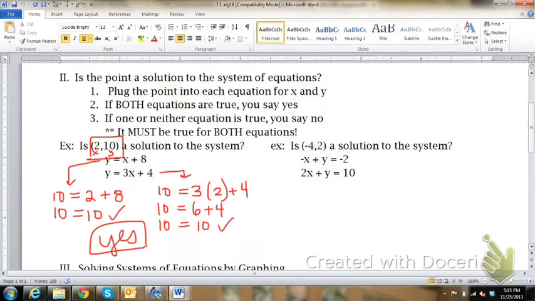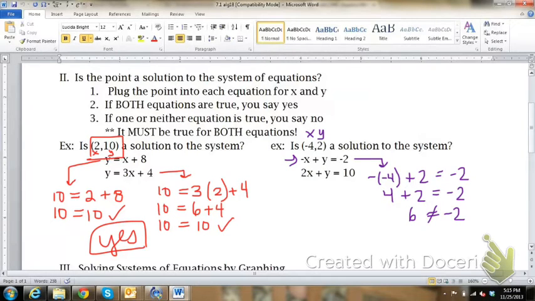Is negative 4, 2 a solution to the system? Well, negative 4 is my x and 2 is my y. So plugging it into this first equation, negative x is negative 4 plus 2. So negative 4 really means positive 4. Is 4 plus 2 equal to negative 2? No, it's equal to 6. So because this one didn't work, I'm not even going to bother checking the second example. As soon as one doesn't work, you just say no.